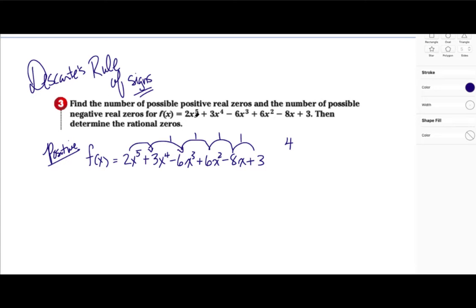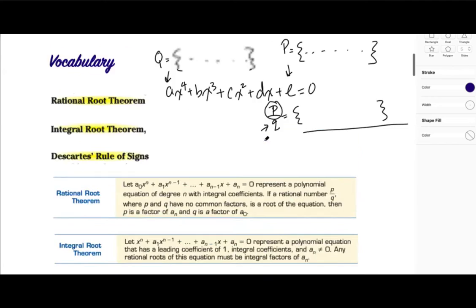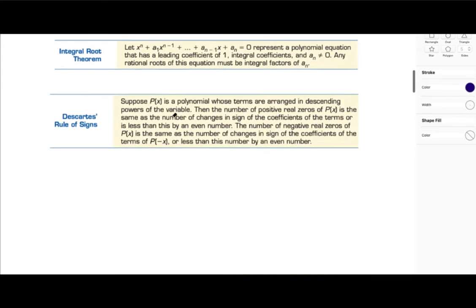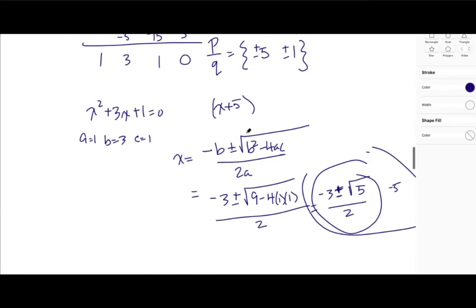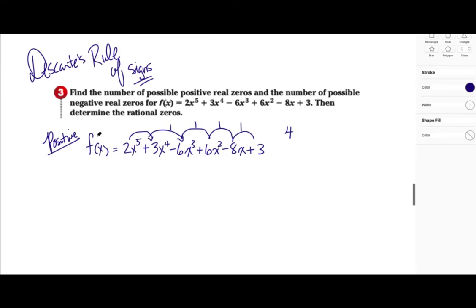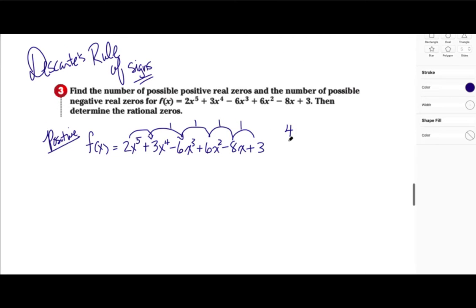What the rule tells us, I'm going to scooch back up here to the rule, is that the number of positive real zeros of p of x is the same as the number of sign changes of the coefficients of the terms, or is less than this by an even number. Let's take that information and scooch back down. So that means the number of positive zeros would be either 4, 2, or 0, because I've subtracted from these numbers by 2. Does that make sense?